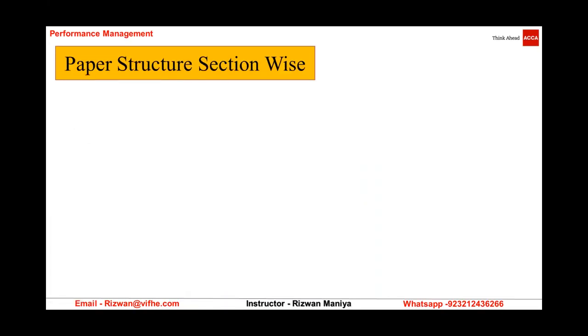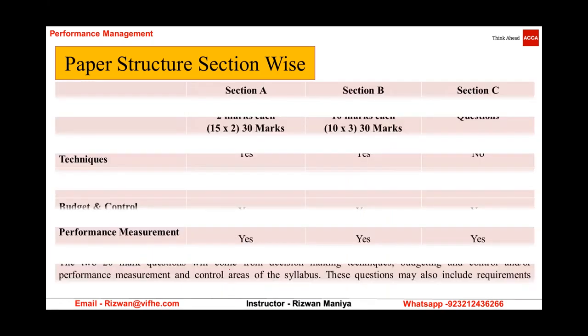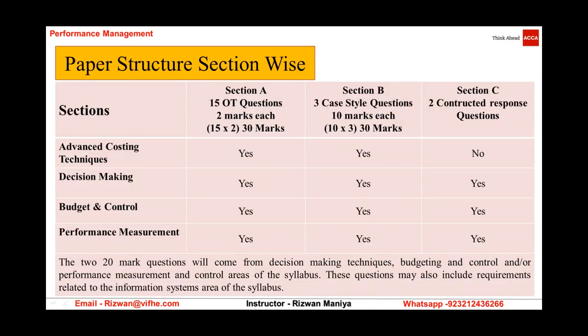Moving forward, let's discuss the paper structure, and this time differently, that is section wise. So our exam is structured into three sections, and I'm sure everybody now is very much aware of that. Section A is 15 OT questions, 2 marks each, that is 30% of your paper. Section B is 3 case style questions, 10 marks each, that again comprises 30% of your paper, which means that sections A and B together comprise 60% of your paper. And yes, this 60% is OTs, objective test questions.